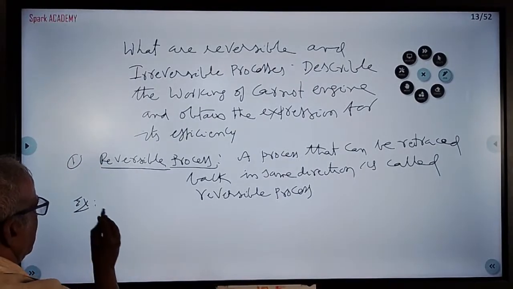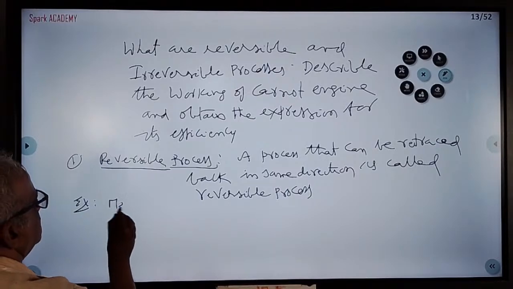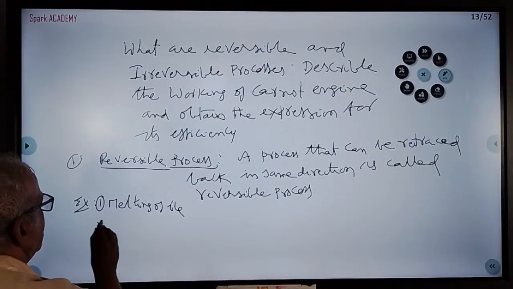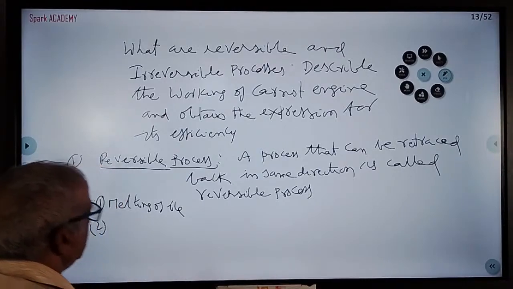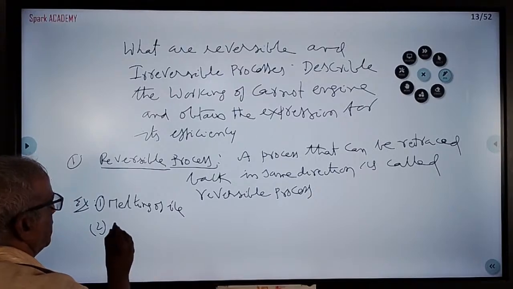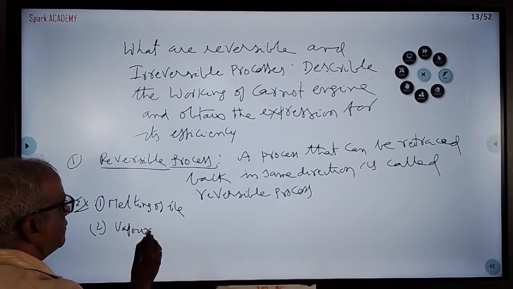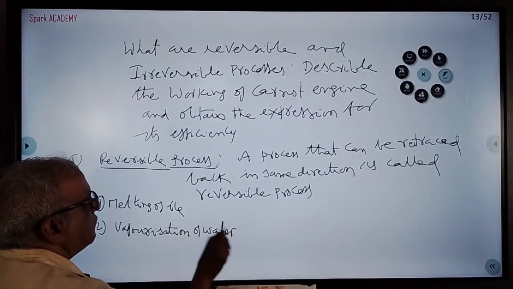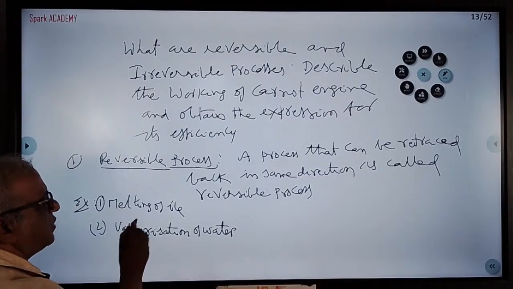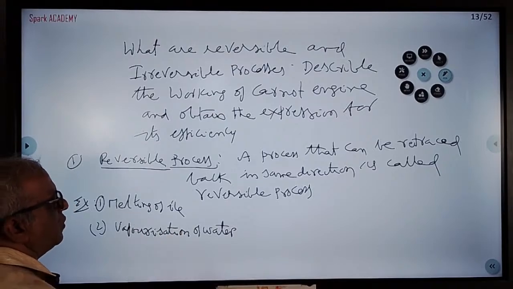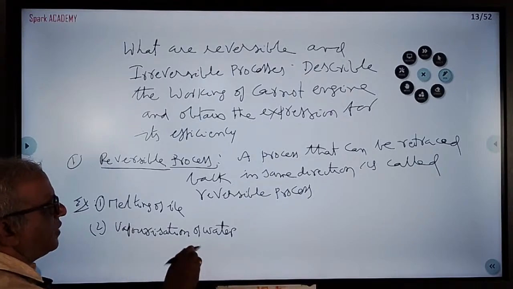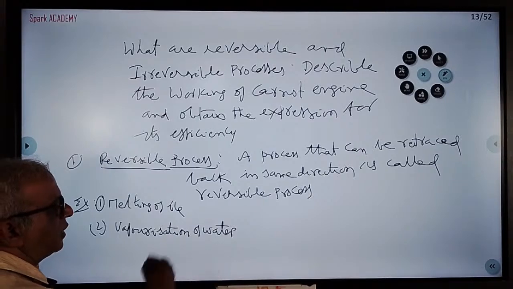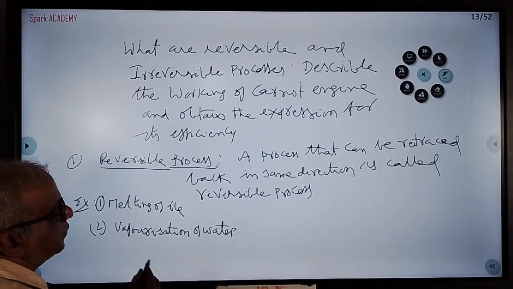Example, melting of ice. Vaporization of water: water becomes vapor, vapor condenses back to water again. Ice melts to water, water freezes to ice. Ice to water, water to ice is possible. Water boiling, becoming steam, steam to water is possible. So this is a reversible process.